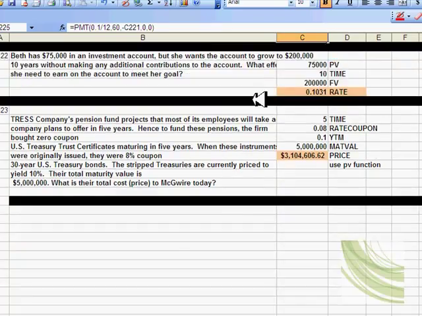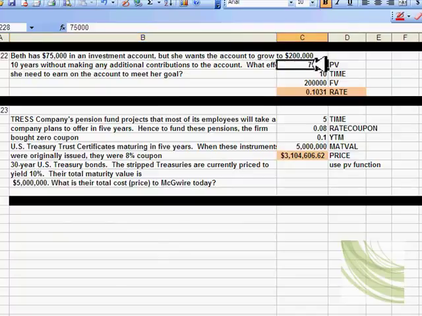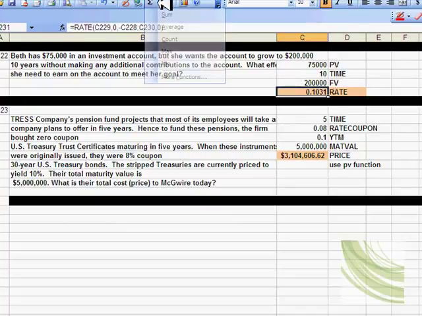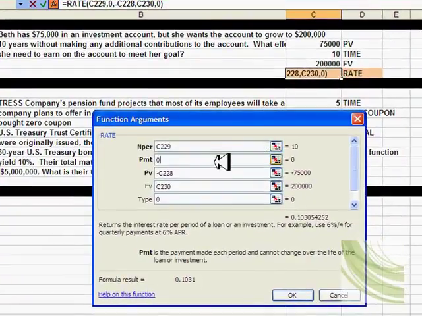We have 2 more problems left. Beth had 75,000 in an investment account, but she wants the account to grow to 200,000 10 years from now. What rate does she need to meet the goal? So you're solving for rate. You know 75,000 is what she has currently. She has 10 years time. She wants $200,000. So you're solving for rate. Click on the rate function here, more functions. And the number of periods is obviously 10 years.